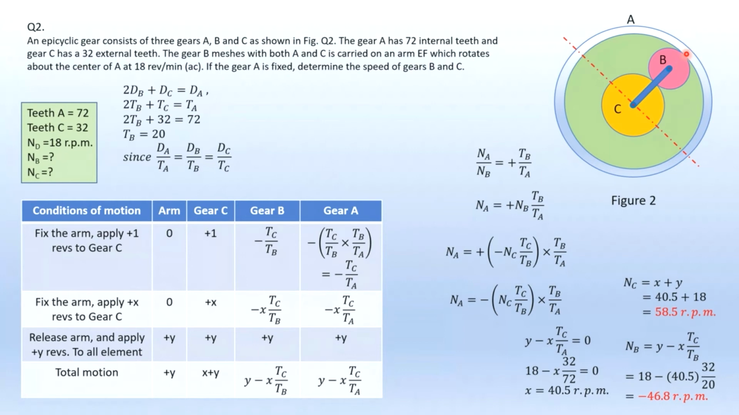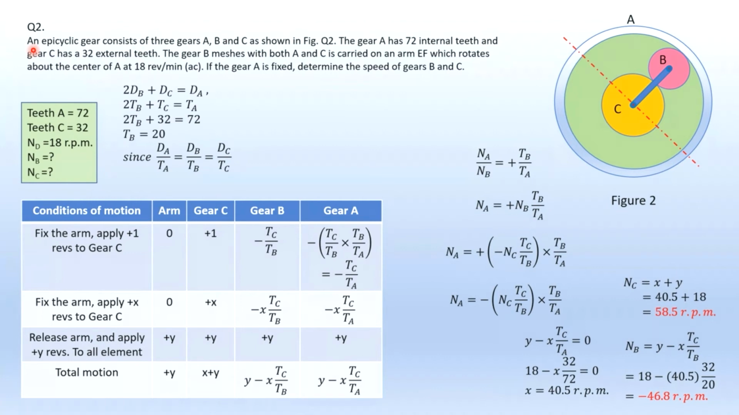If you take the relationship between gear B and gear A, the direction of rotation would be the same between B and A. The direction of rotation of gear B and C will be opposite.